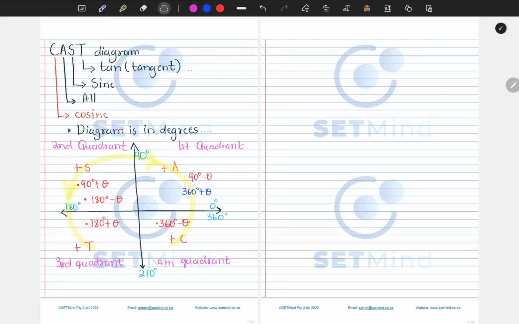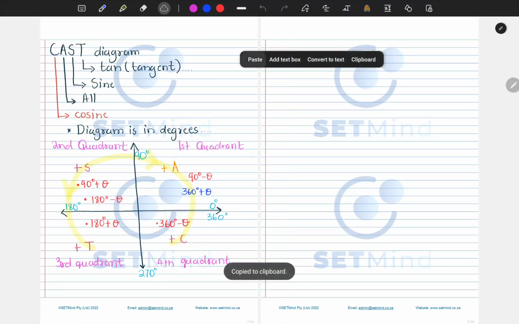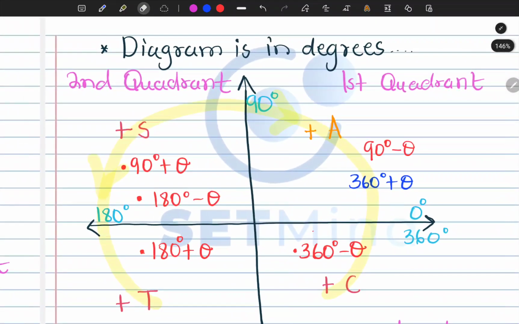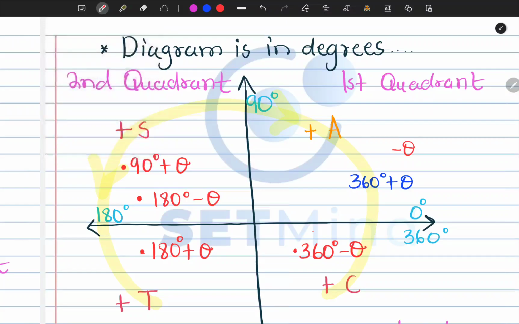Now we'll quickly copy our CAST diagram and write it in radians, because now you know how to convert from degrees to radians. We'll start on the first quadrant. We have 90 minus theta. When you convert 90 degrees to radians, you get 90 multiplied by pi over 180, which gives you pi over 2. So once we see pi over 2 minus theta, you should know that we're speaking of the first quadrant.